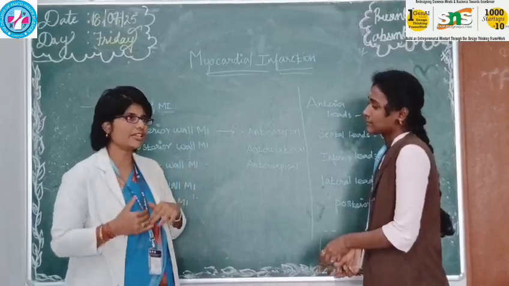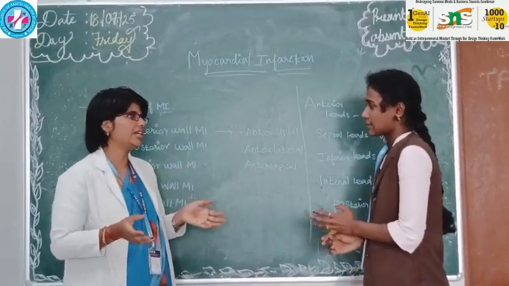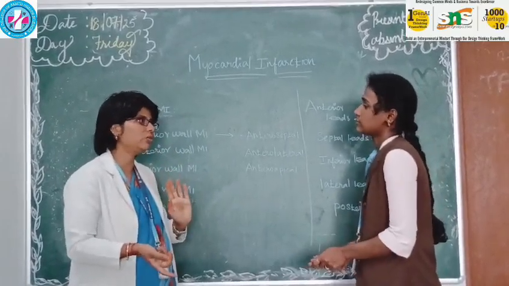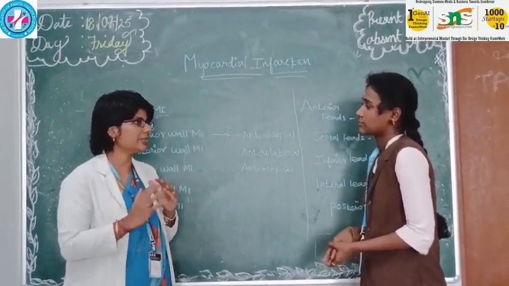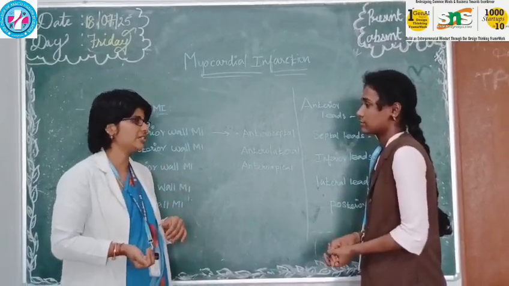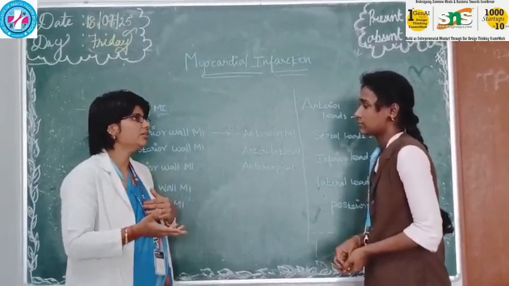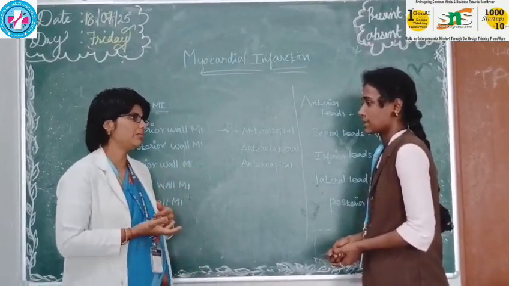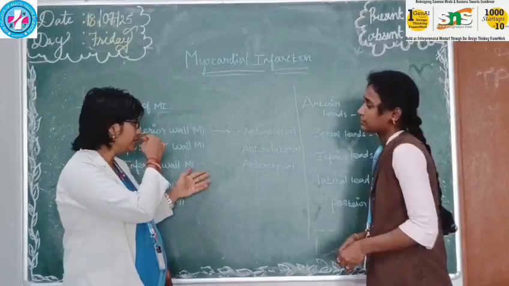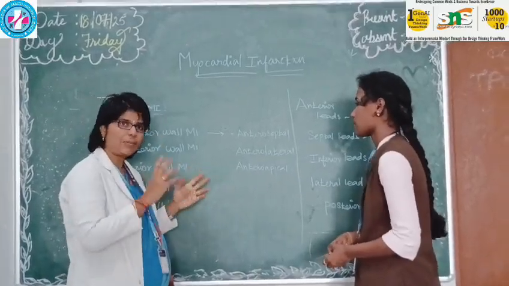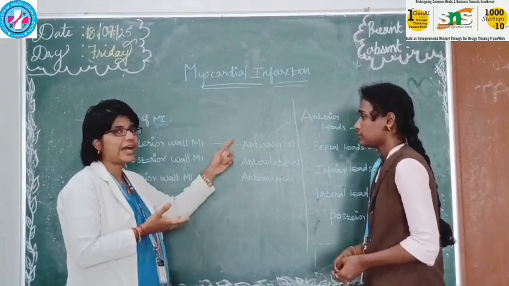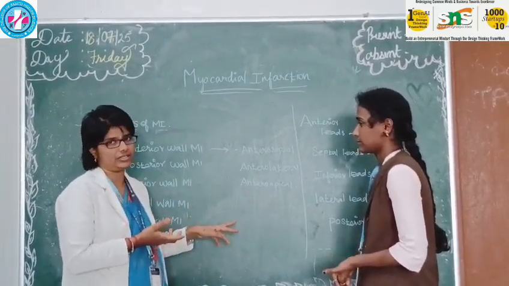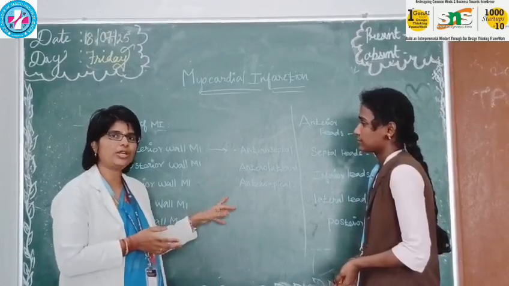So posterior deflection will be analyzed using V5 and V6. If there is elevation in V5, V6 alone, and in lead 1 and lead 3 there may be depression, it will serve as a posterior wall change. Maybe it is posterolateral or inferoposterior. Okay. Among the anterior wall MIs, we also have anteroseptal, anterolateral, and apical.